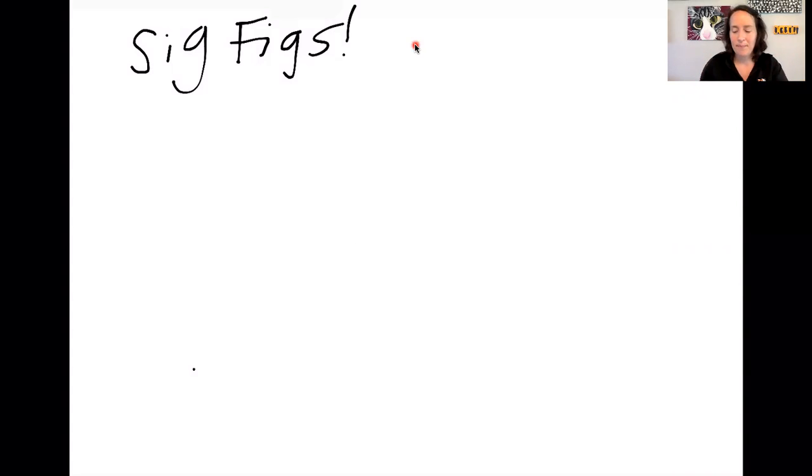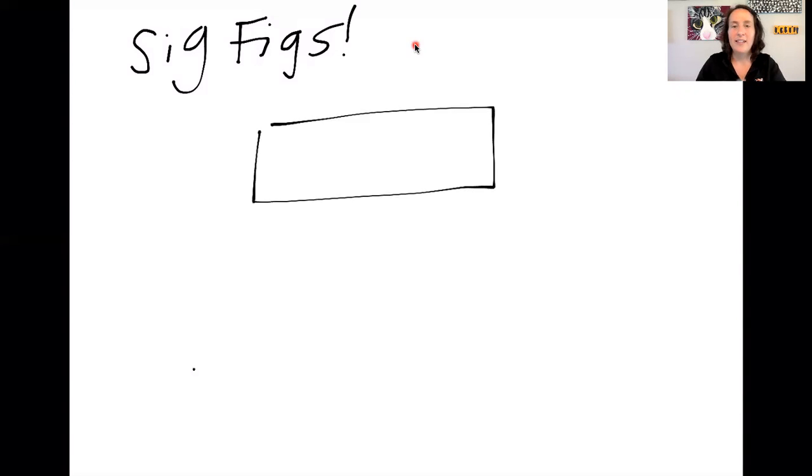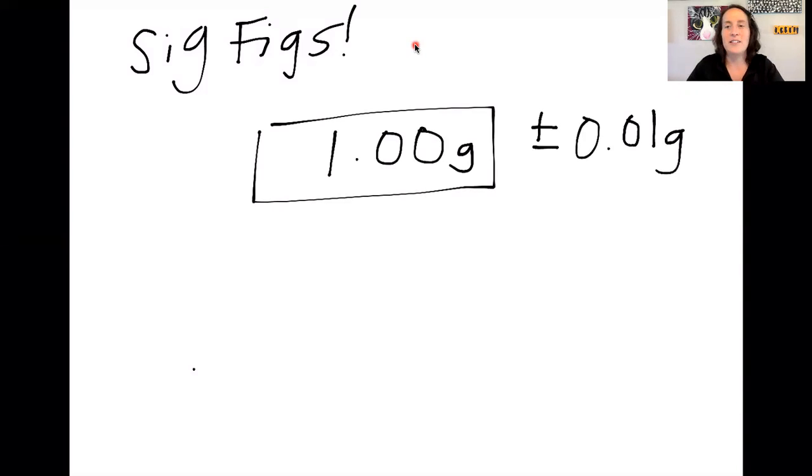So let's say you wanted to weigh something out in chemistry lab and you walked over to the balance and you saw the little display on the balance and it gave you a mass of 1 gram, okay? And you knew because you saw on the side of the balance that this balance is accurate to plus or minus 0.01 gram, okay? So you go back to your lab notebook now that you've weighed this out and you know that it's 1 gram of material.